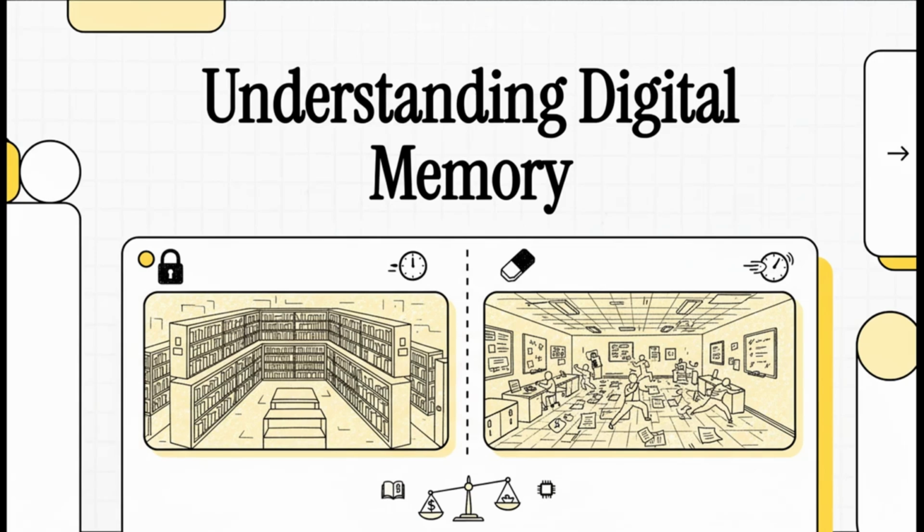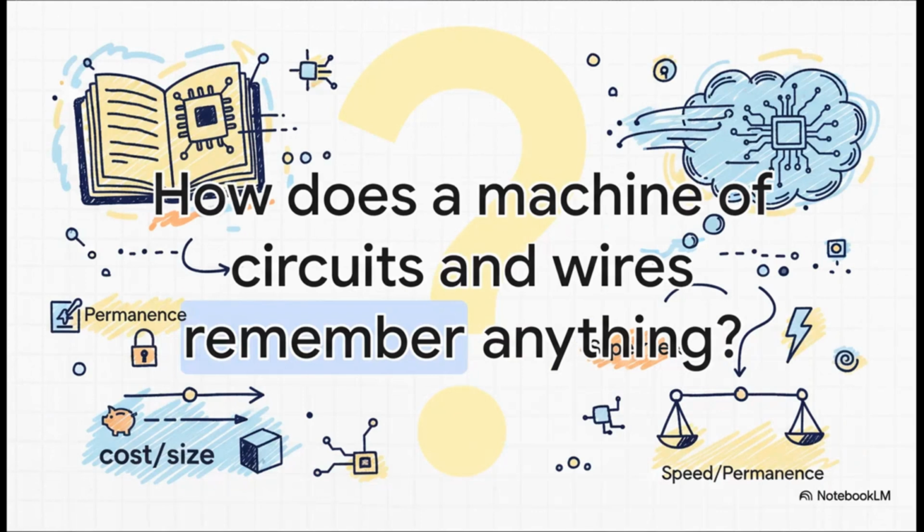All right, today we're diving deep into one of the most essential parts of any computer, its memory. We're going to peel back the layers and see exactly how these amazing machines manage to store and recall information, from their permanent archives to their super-fast temporary workspaces. So it all boils down to this one question, right? How does a hunk of metal and silicon actually remember stuff?